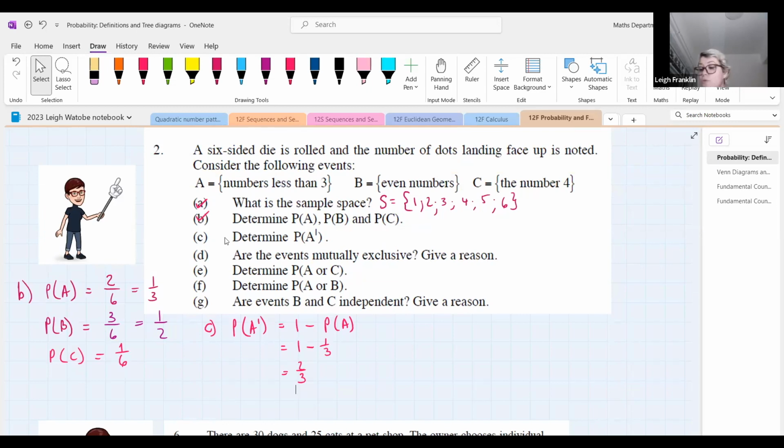Then they've said, are the events mutually exclusive? So we need to compare each one with the other, all right? So in D, we can say, are A and B mutually exclusive? So A and B, are they mutually exclusive?